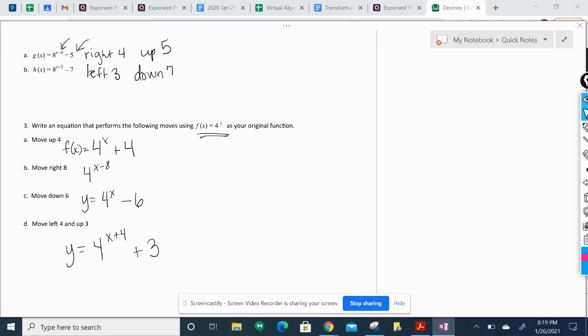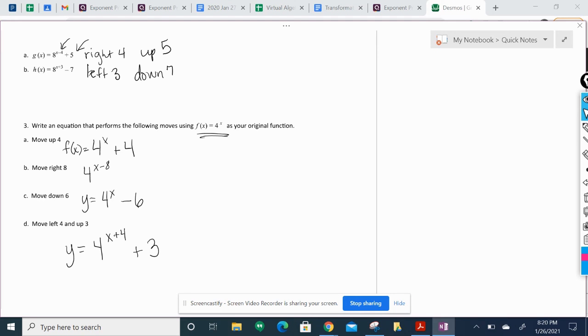However, adding or subtracting a number inside the exponent or as part of the exponent has the effect of transforming or moving the graph side to side, left and right. And it moves, again, the number that's there. The difference here on this one is that it moves the opposite direction that we think it should move. So when we see a +3, it actually moves to the left 3. And when we see a -7, it actually moves to the right 7.